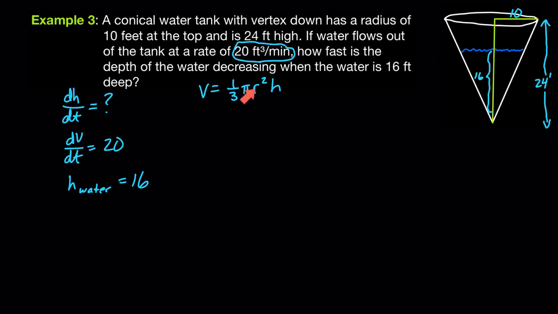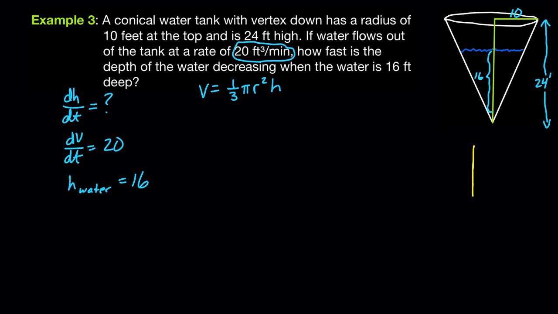Now, this radius does not represent the radius of the cone. We're looking at the rate at which the volume of the water is changing. So this radius needs to be the radius of the water, and this height needs to be the height of the water. Well, the height of the water is okay, we know that, but we don't know the radius of the water yet. Now we can apply some geometry here to what we know.